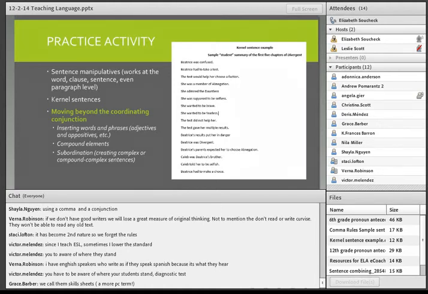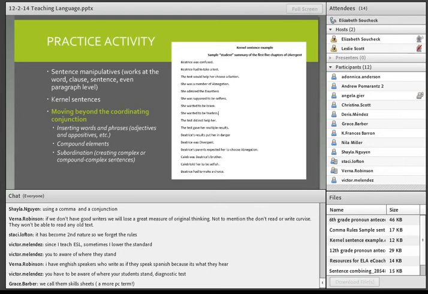Their answer to everything is using a coordinating conjunction and a comma. So you would have to spend some time talking about other ways to actually combine sentences. So inserting words and phrases, things like adjectives or positive phrases. Instead of having two sentences with two subjects doing the same thing, creating a compound subject. Subordination is a big one. So instead of having simple sentences or compound sentences, making complex or compound complex sentences.